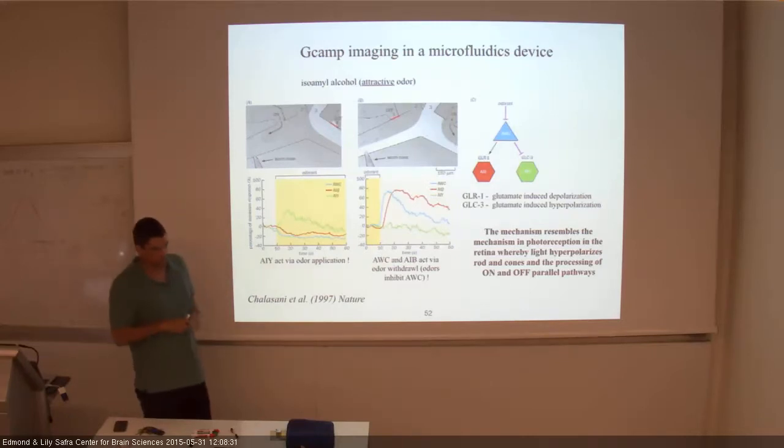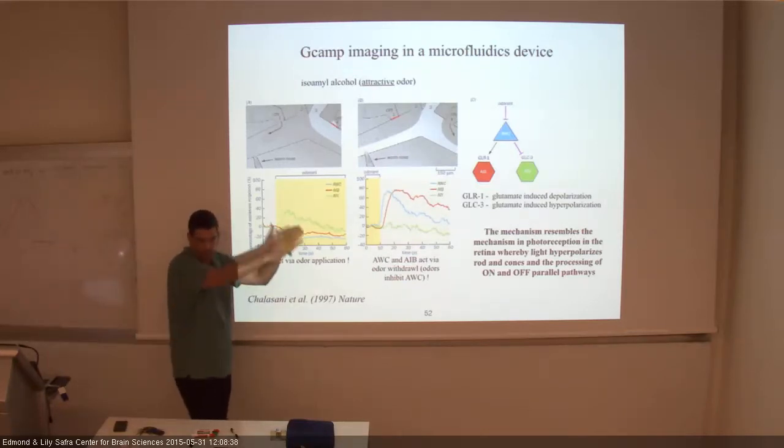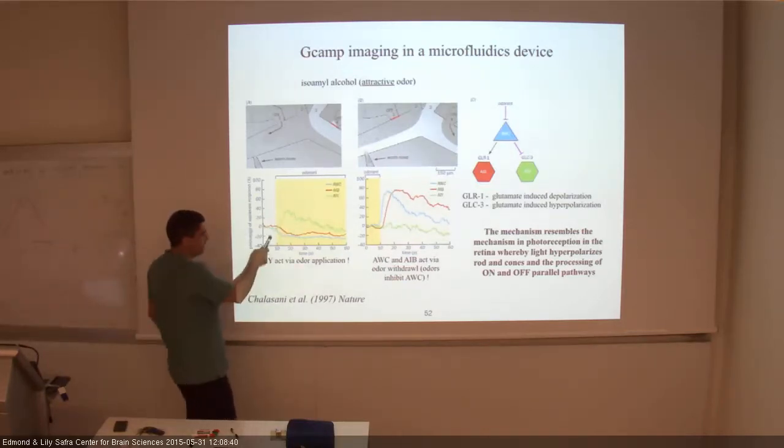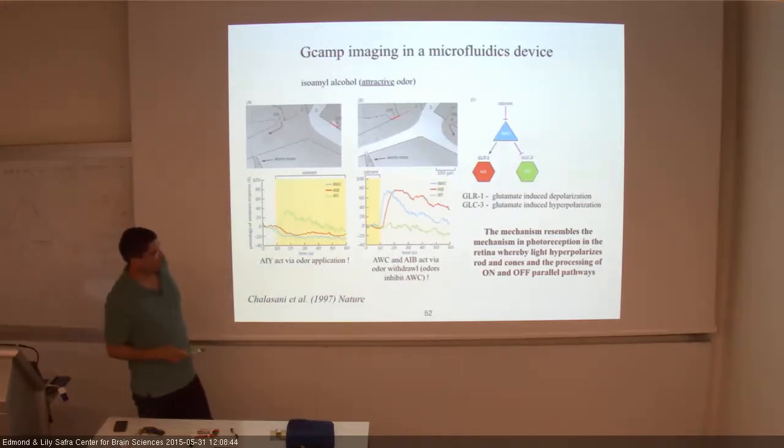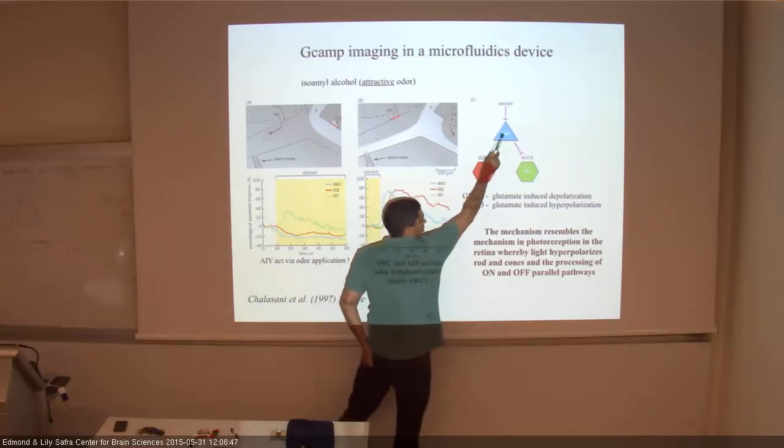Normally, you would expect AWA will give you some kind of excitation to excite the system downstream. But here they actually see a decrease in the activity of the AWC when you excite this neuron with the odor. Okay?